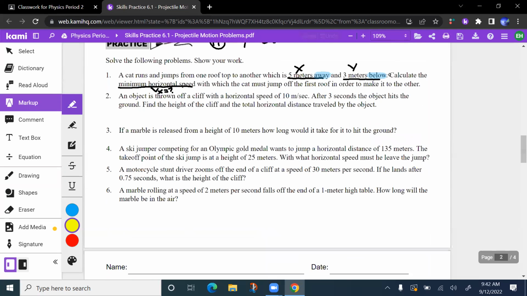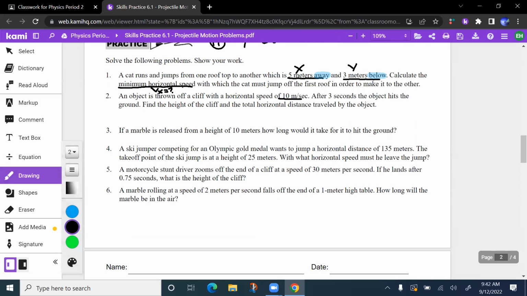Question number 2 reads, an object is thrown off a cliff with a horizontal speed of 10 meters per second. That means this is vx because of the word horizontal. After 3 seconds, that would be time, the object hits the ground. Find the height, so y equals question mark, and find the total horizontal distance, x equals question mark. So we're given 2 things, and we're asked to find 2 things.